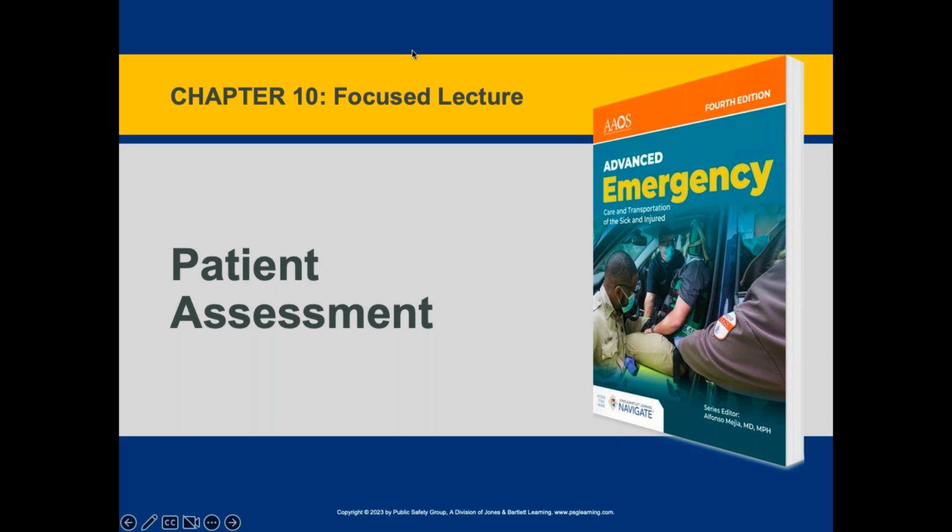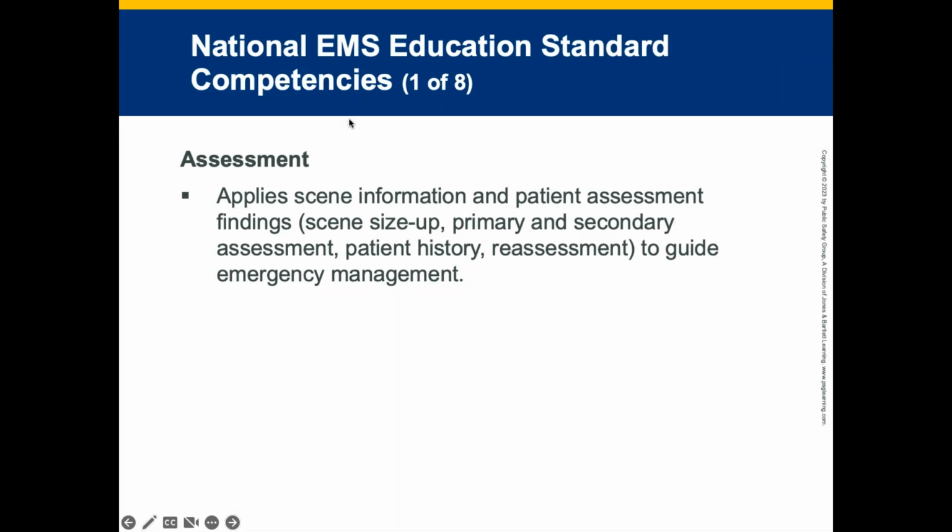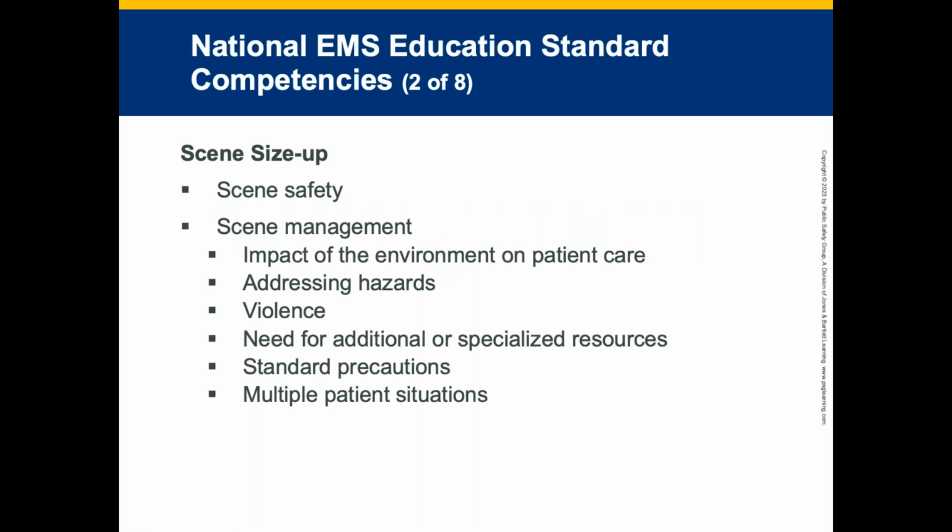And then once we start talking about cardiac and respiratory, we're going to go more in depth by adding medications into that, and also by adding the actual hands-on physical assessment of how we're going to do things. So this goes into the scene size up, the primary and secondary assessment, patient history, reassessment. This is really a guide to emergency management, as you can see here. So we have some competencies we have to find, obviously applying the information of the patient assessment findings to what I just spoke about, and then looking at the scene size up, scene management.